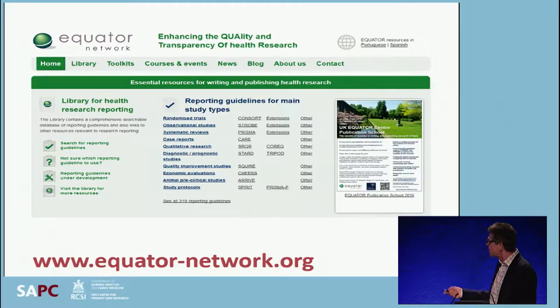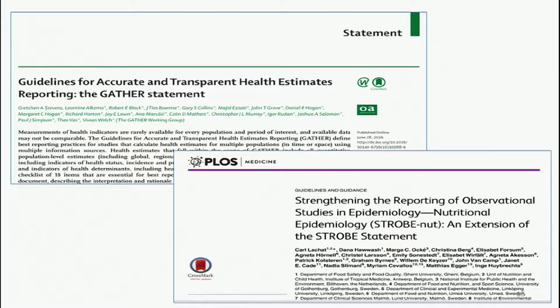But do note that there are another 319 reporting guidelines out there for this or that and the other. And just last month, two new guidelines have been published, and that's the GATHER statement, which is an initiative by the Health Metrics Institute in Seattle, Chris Murray, and the World Health Organization. And that's basically about helping people to report estimates on prevalences, for example, of disease or risk factors and incidences appropriately, so that they can be used in, for example, the global burden of disease study.